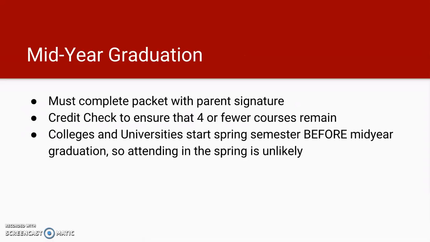Mid-year graduation candidates must complete a packet which requires a parent signature. The packet can be obtained from a counselor. A course credit check is part of the packet and will determine if you have 4 or fewer credits remaining. A plan must be in place prior to the start of the fall semester if more than 4 courses are needed to meet graduation requirements.